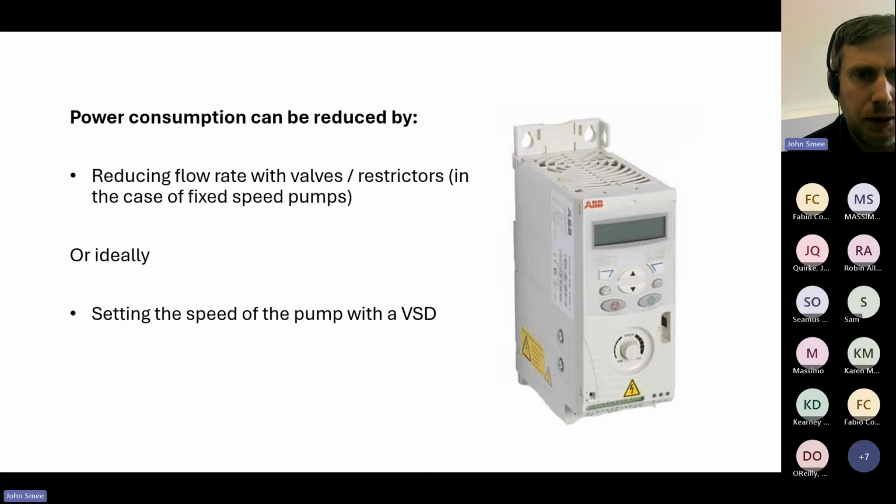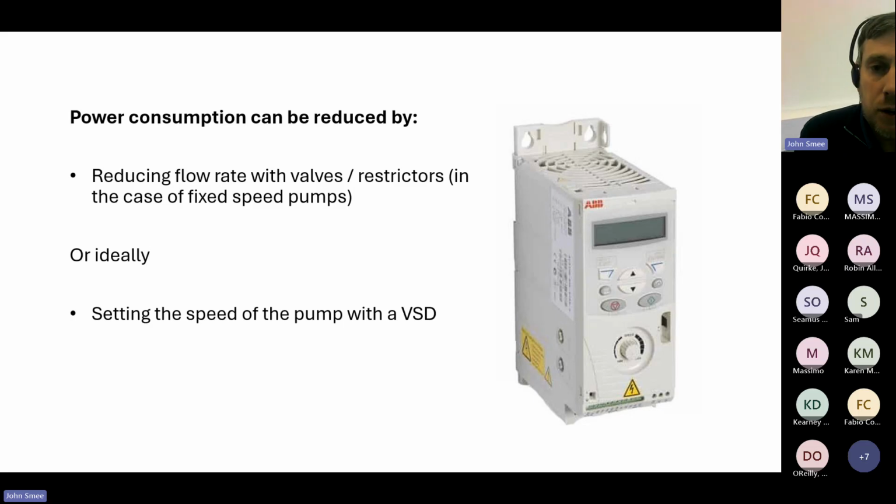Power consumption can be reduced, in the case of a fixed speed pump, as I said, by reducing the flow rate with valves and restrictors in the line. But the ideal scenario is you use a variable speed pump and you set the speed of the pump with a variable speed drive. This is an ABB drive that I've just happened to use, but I'm not promoting one brand over the other. We have to be very careful about that. But this is a simple speed control drive.